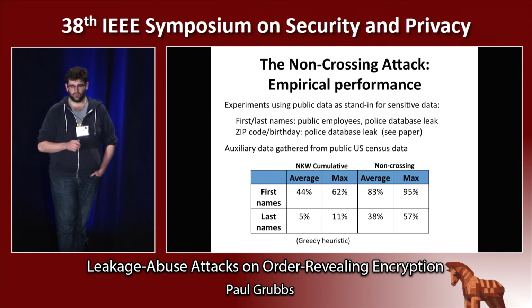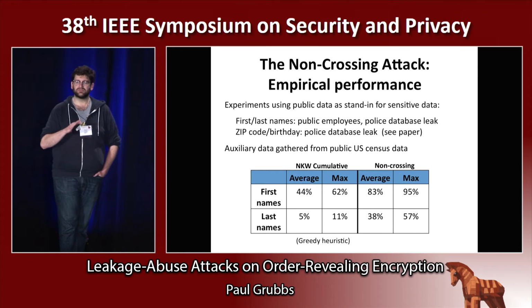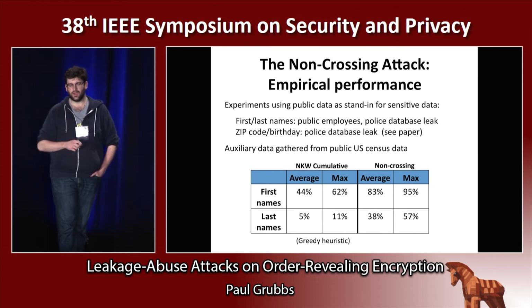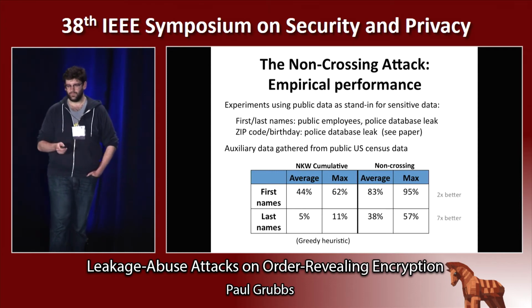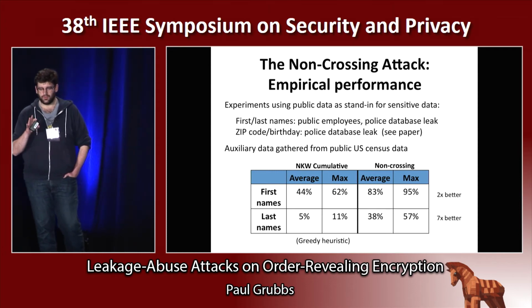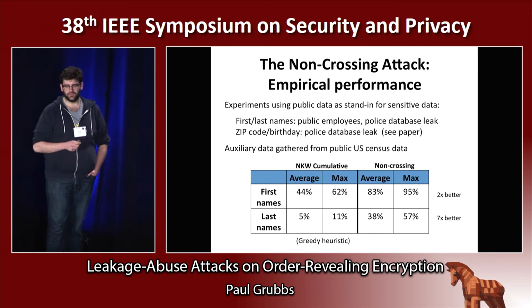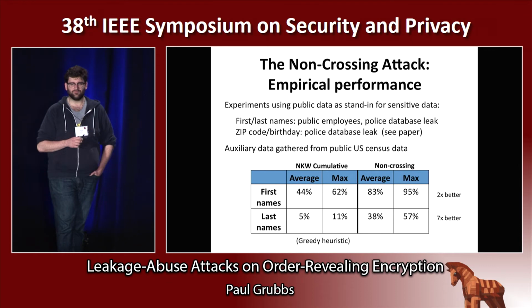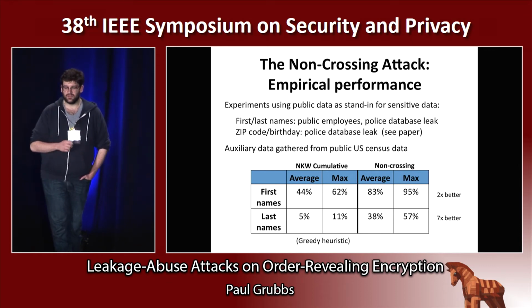So what we did was instead use a known heuristic from the graph algorithms literature that allows us to get an approximately optimal mapping in order n squared time. And using this and the same weighting function as the cumulative attack, we were able to get about a 5% recovery rate on average for last names. This data shows basically that the non-crossing attack is about twice as good as the cumulative attack for first names and about 7 times as good for last names.